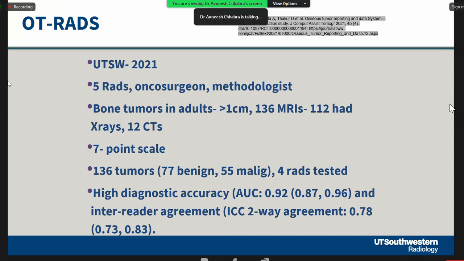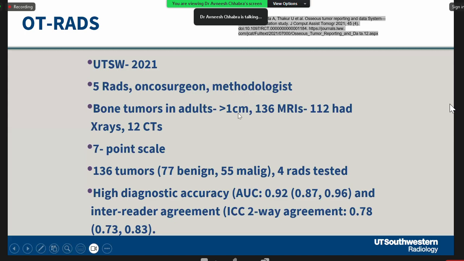And then at the same time, in 2021, we published our OT-RADS, which was conceptualized in 2019, before all of these systems. And to do scientific studies takes time. So what we did, we used 5 radiologists from Southwestern. We had a surgeon also and a methodologist.